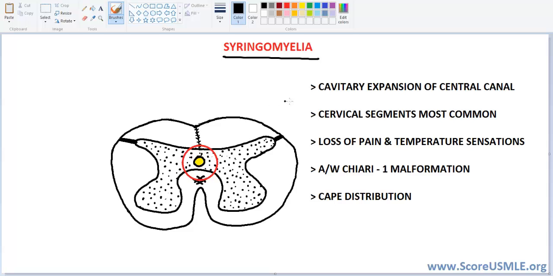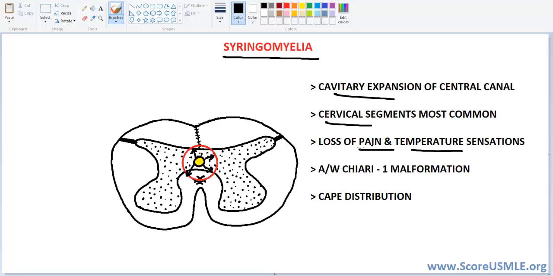Now, in this disease, what happens actually is that the central canal, which is supposed to be its usual standard narrow central canal, does not remain so narrow. It starts to expand. This is a cavitary expansion. Now, so there's a cavitary expansion of the central canal, and the most commonly involved segments of the spinal cord are the cervical segments. And there's a loss of pain and temperature sensation.